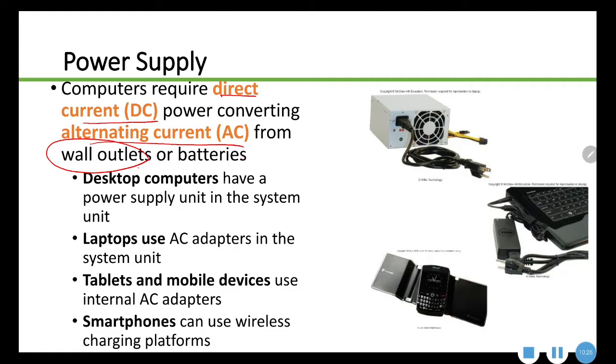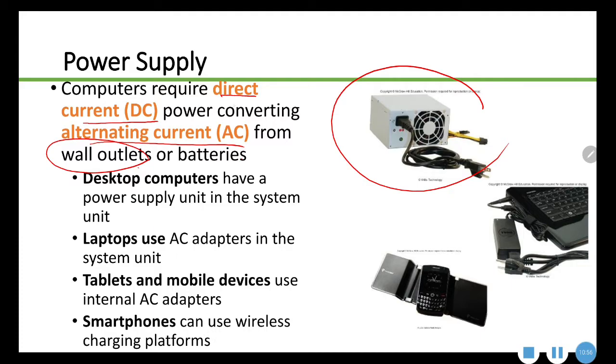Desktop computers have a power supply unit in the system unit. You can see this at the back of your CPU. So this is the power supply. Laptops use alternating current adapters. Tablets and mobile devices also use internal AC adapters. Smartphones can now use wireless charging platforms. Most new phones can be charged wirelessly.